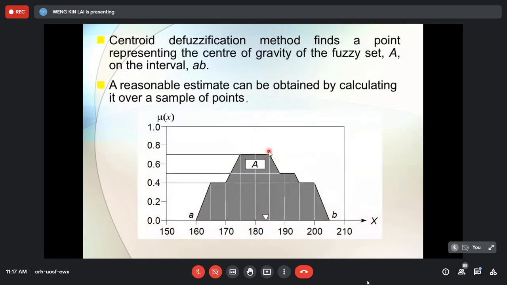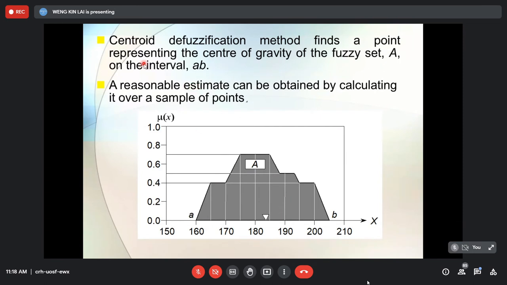So that is a simple case whereby the final output area can be described by a common mathematical shape, the triangle or the trapezium or trapezoid. In the case where it's not so simple, as shown by this picture here, which is quite complicated, what's the other way of doing this? What's the practical way of finding the center of gravity?